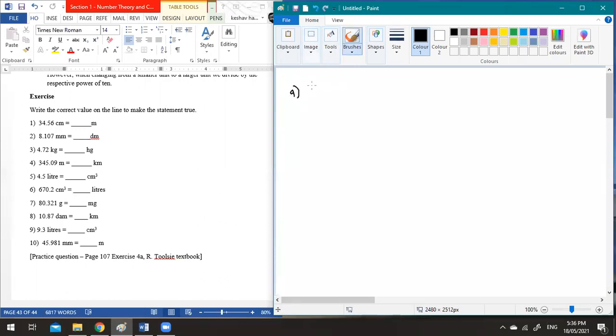So number 9, 9.3 liters to centimeter cube. Again, 1 liter is 1,000 centimeter cube. So 9.3 liters is 9.3 multiplied by 1,000, right? And because we multiply by 1,000, we have three zeros. We have three jumps to the right, right? So you put in 2 zeros here. You get 9300 centimeters cubed.